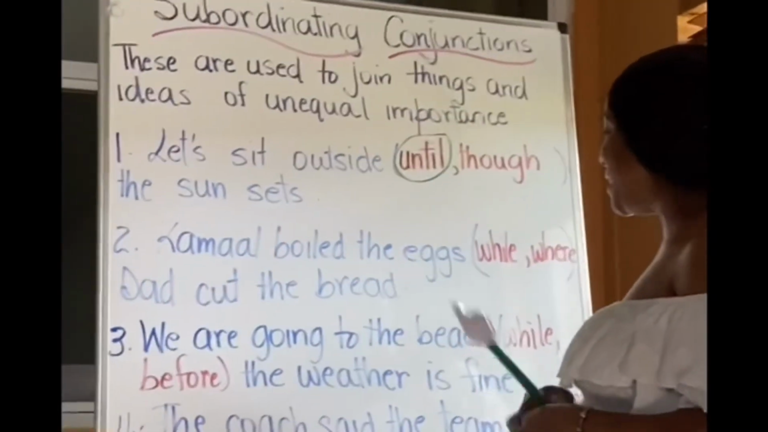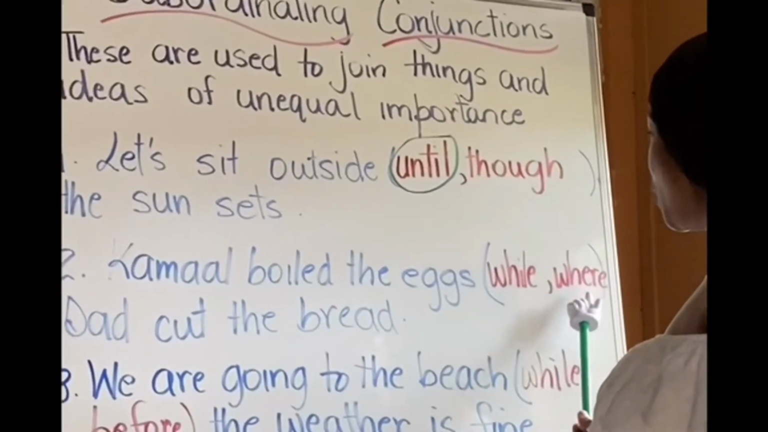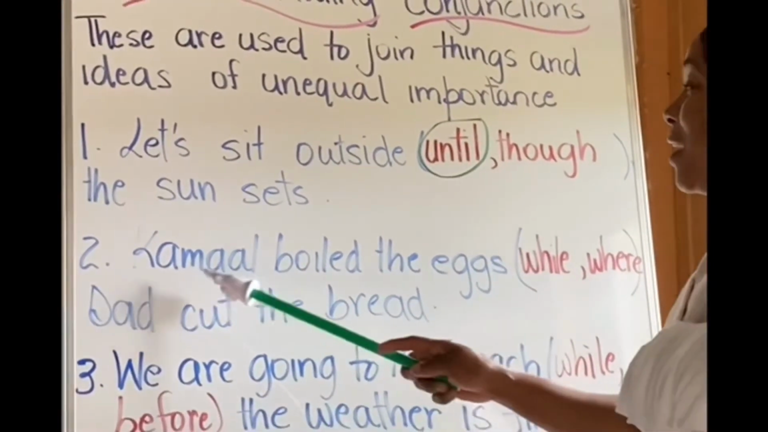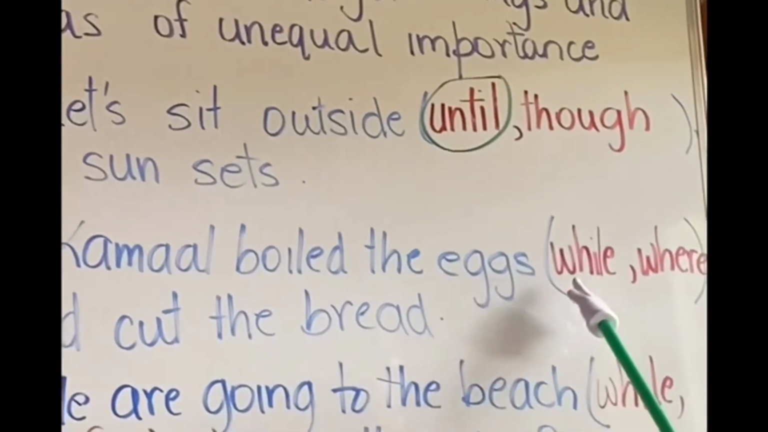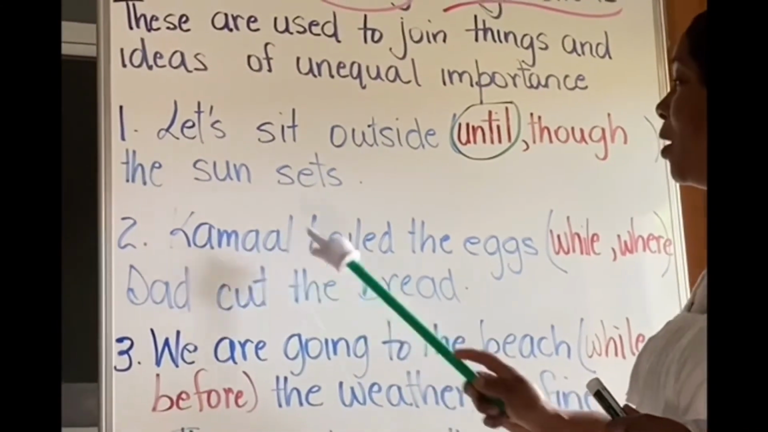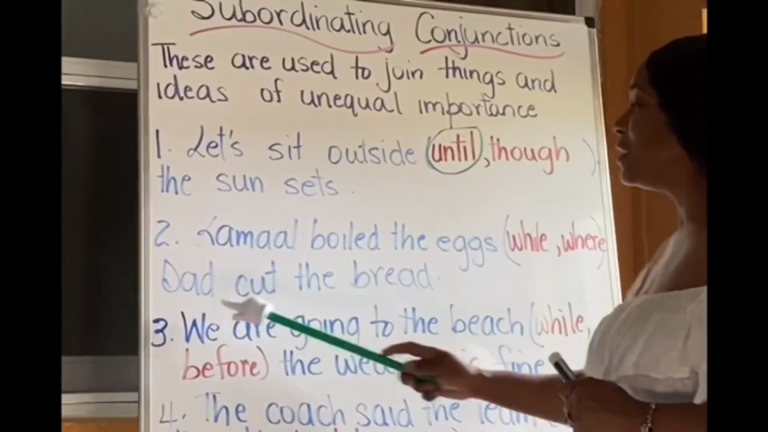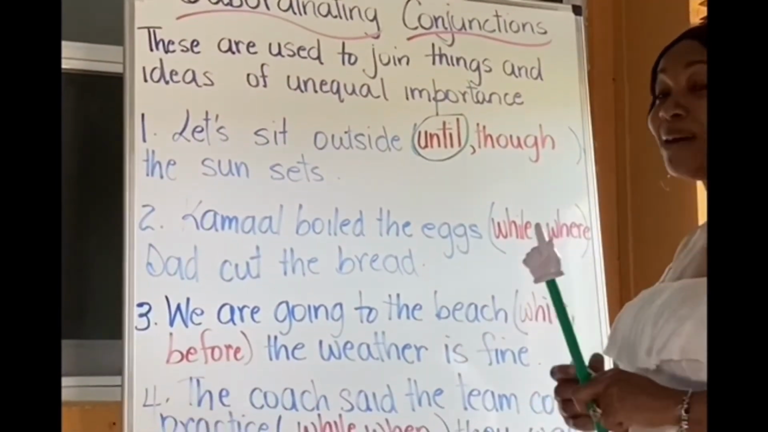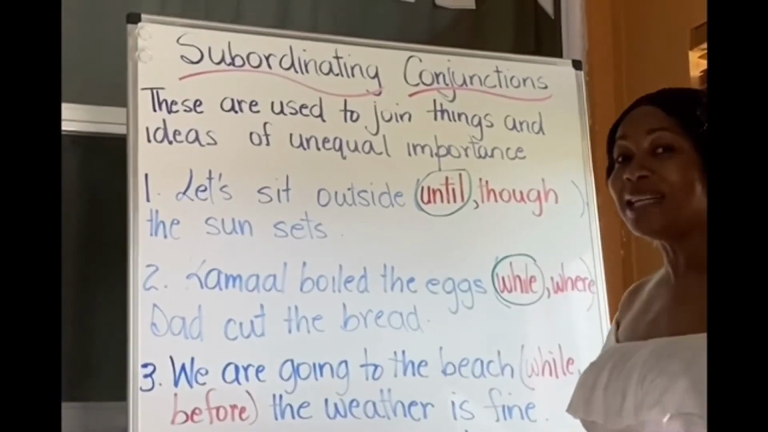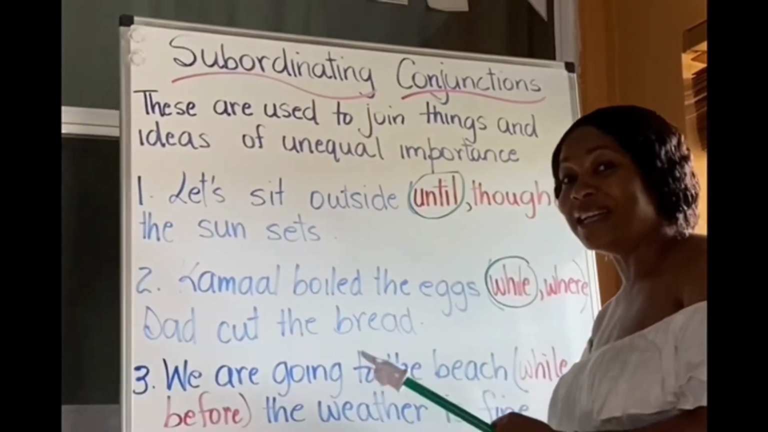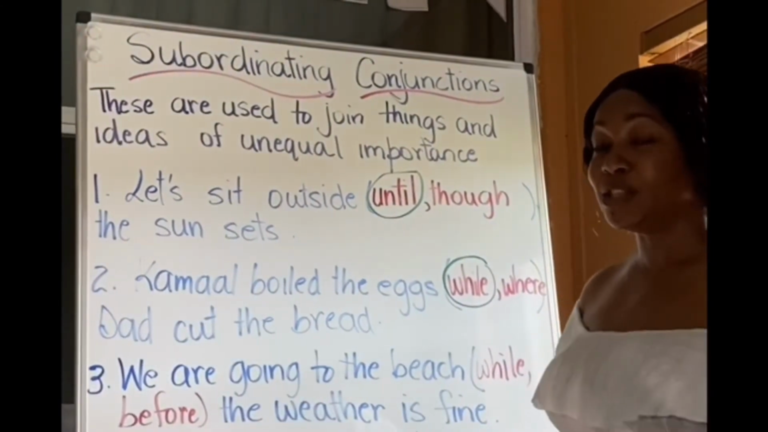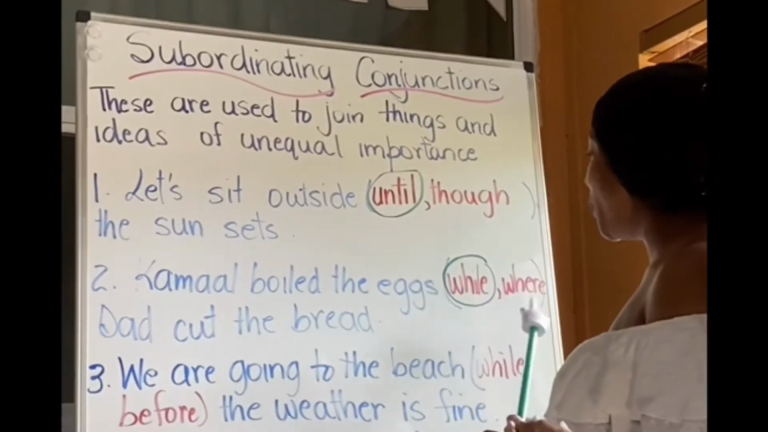Kamal boiled the eggs while or where Dad cut the bread. So let's go again. Kamal boiled the eggs while Dad cut the bread, or is it Kamal boiled the eggs where Dad cut the bread? Where makes absolutely no sense in that sentence, so it is while. So while Kamal is doing something, Dad is doing something else, or while Dad is doing something, Kamal is doing something else, not where.